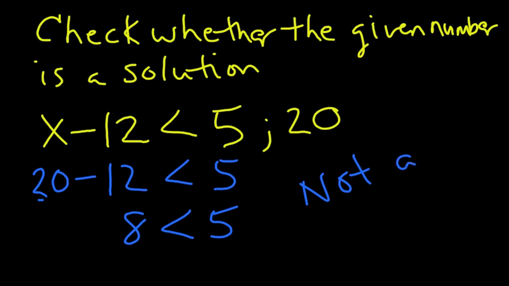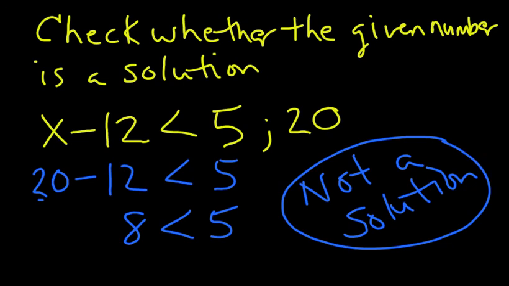The answer is not a solution. This part's the answer. They're asking you, is this a solution? Is it not a solution? You're going to put solution or not a solution. Check out example 2. This part's pretty easy.